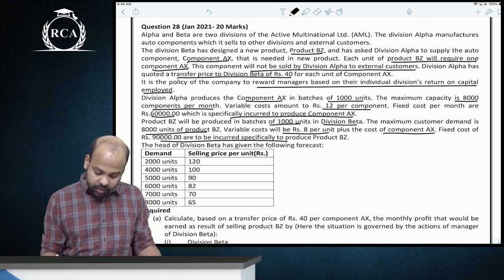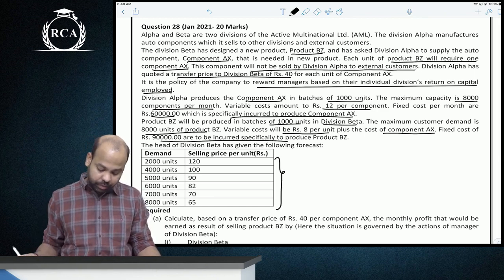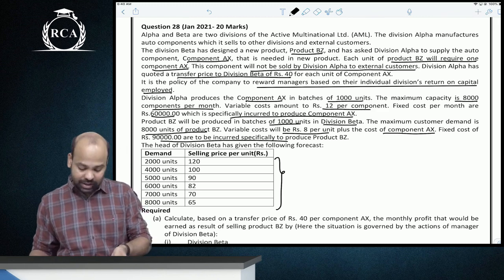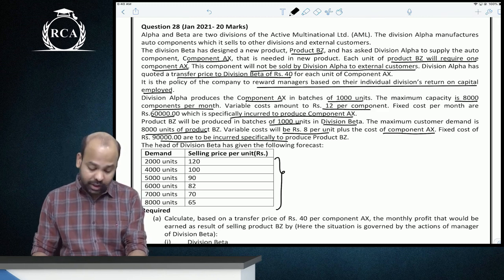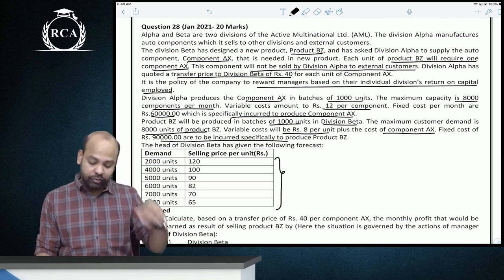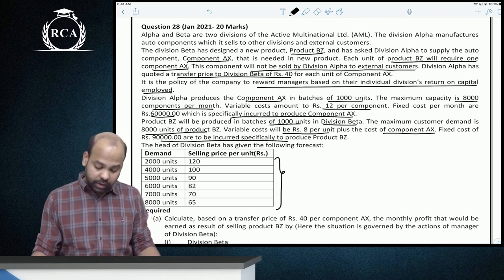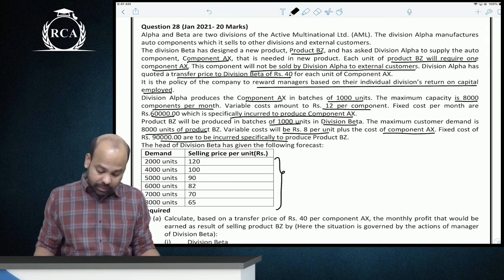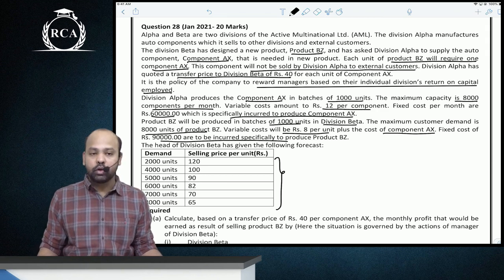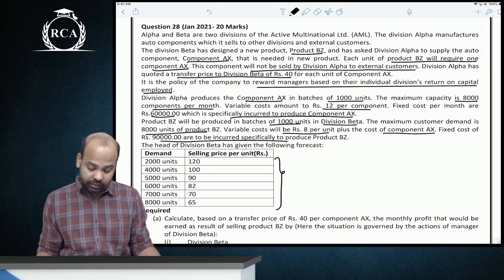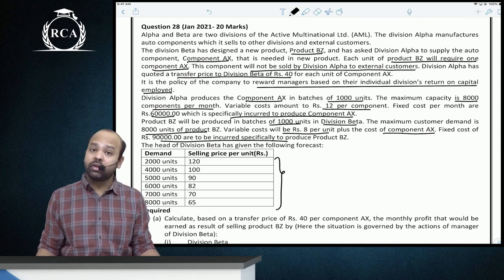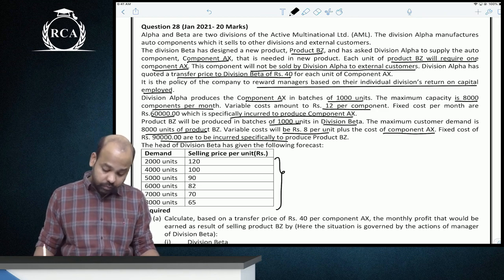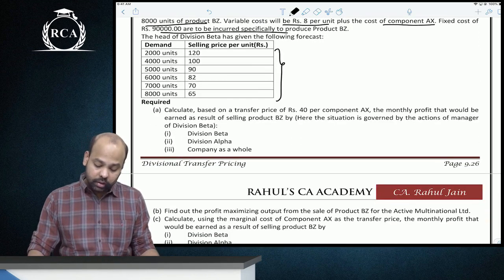The head of division beta has given the following forecast. They will be able to sell 2000 units at a price of 120 rupees. They will be able to sell 4000 units at a price of 100 rupees. They will be able to sell 5000 units at a price of 90 rupees. They will be able to sell 6000 units at a price of 82 rupees. They will be able to sell 7000 units at a price of 70 rupees. 8000 units at a price of 65. You're required to calculate based on a transfer price.